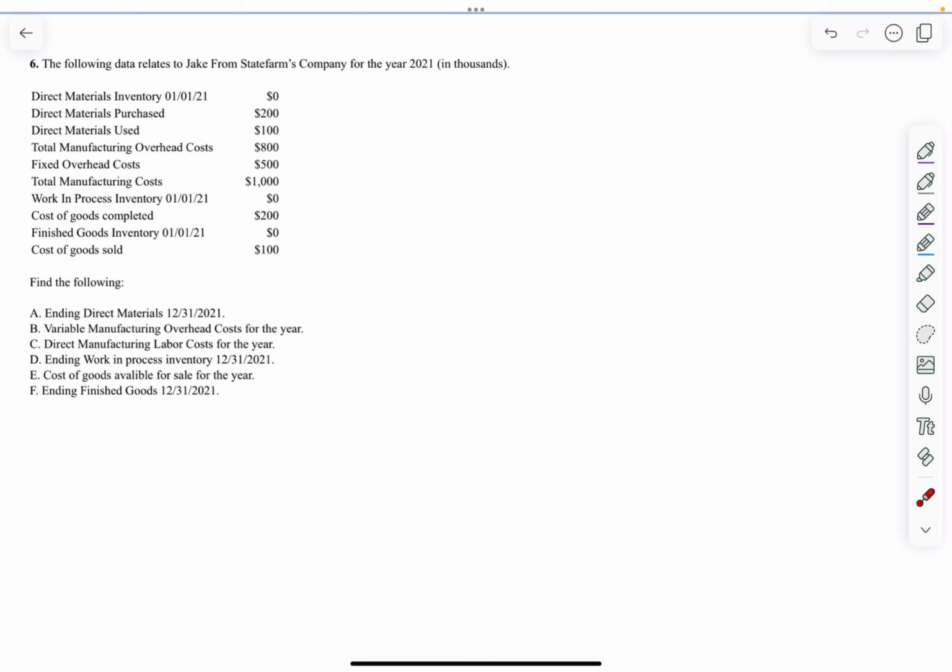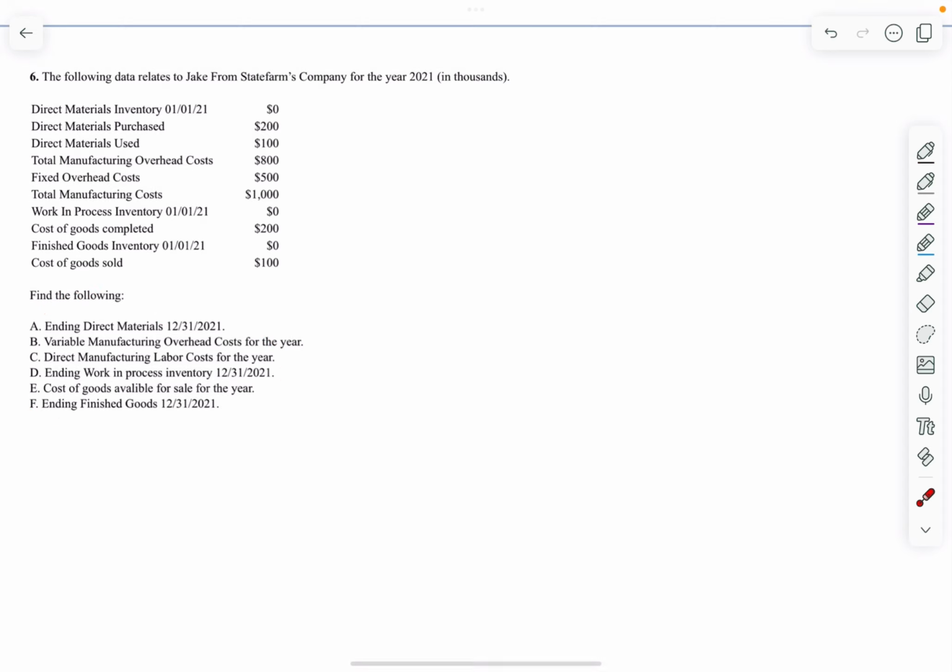The following data relates to Jake from State Farm's company in the year 2021. So we're given a bunch of data and we're asked to find all of this stuff here. As soon as you see a bunch of costs being listed, especially when you see the word inventory and dates, and especially if you're being asked things related to the inventory accounts, remember that the inventory accounts are direct material, work in process, and finished goods.